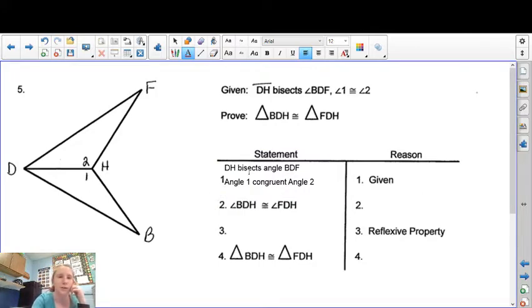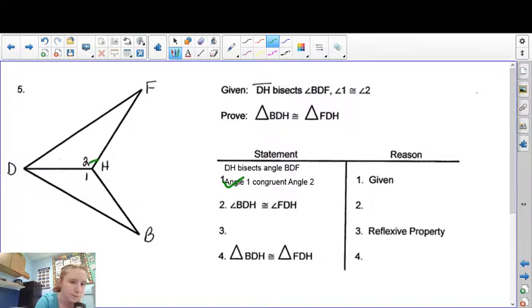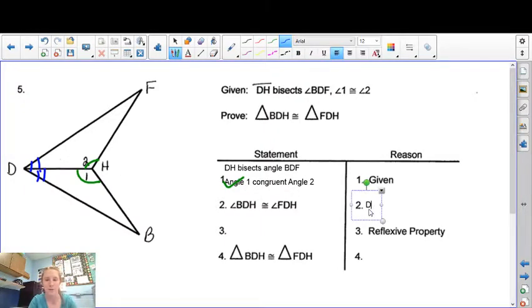All right, I see a definition word, so I'm going to skip over him for a moment, and I'm going to go ahead and do angle 1 congruent to angle 2. I see it says that angle BDH, so I need a different color, B to D to H, is congruent to F to D to H. And it needs a reasoning. Well, let's go back and look. DH, this line, cuts BDF in half, so therefore those two parts are equal, and that's based on my definition of bisect.